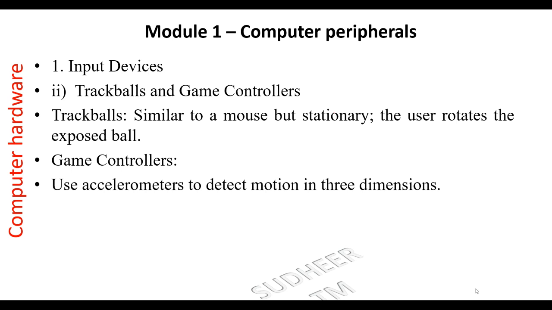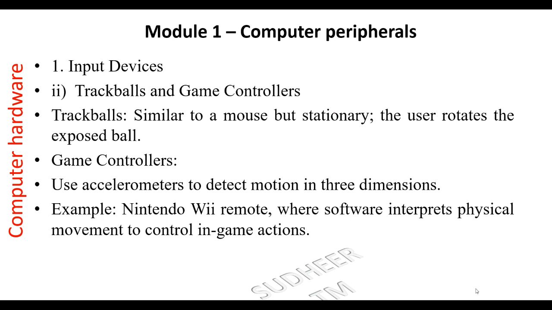pulses. Those pulses will be analyzed by the control board inside the game controller, which will control the movement of the cursor. Nintendo Wii remote: software interprets physical movement to control in-game action. We have played Nintendo. The Wii remote inside it works on this.